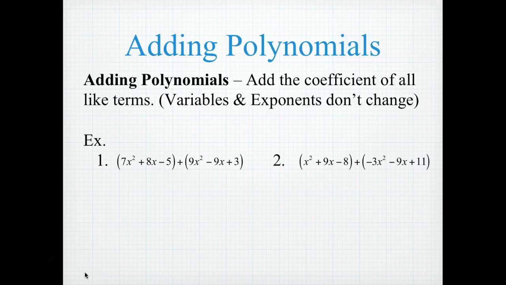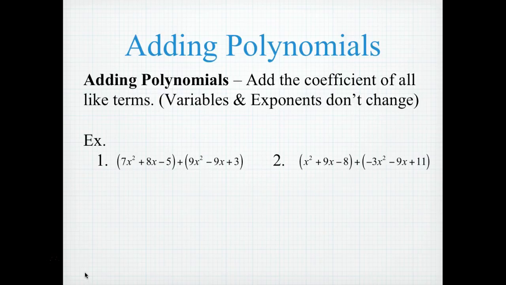So our first example, we're going to add two quadratic trinomials, 7x to the second plus 8x minus 5. We're going to add that to 9x to the second minus 9x plus 3. Now notice both of those polynomials have 3 terms, and the largest variable exponent is 2. So that makes them quadratic trinomials.